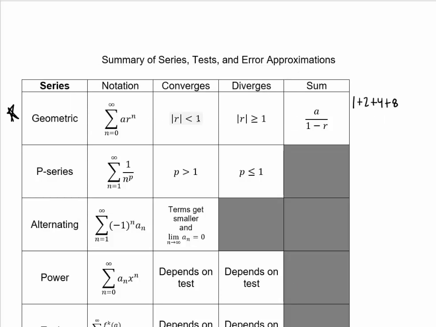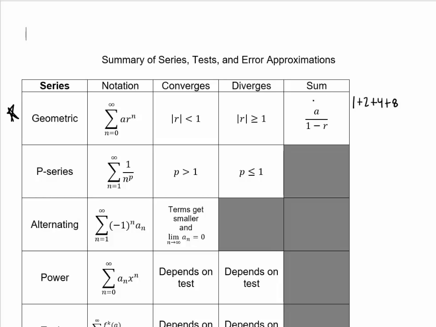What you need to know is it converges when that ratio, in this case for my example my ratio would be 2 because I'm multiplying by 2 every time, when the absolute value of that ratio is less than 1. And it'll diverge when the absolute value of r is greater than or equal to 1. In my case, my ratio is 2, which means this series 1 plus 2 plus 4 plus 8 is going to diverge because 2 is greater than 1.